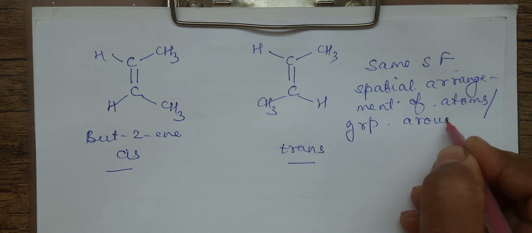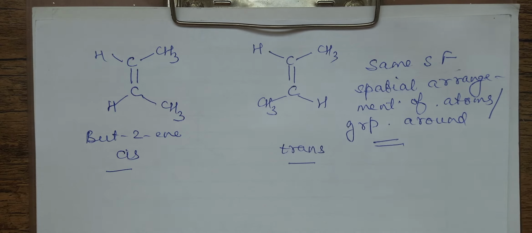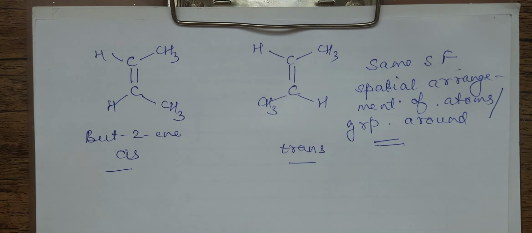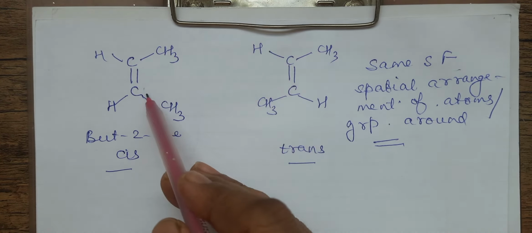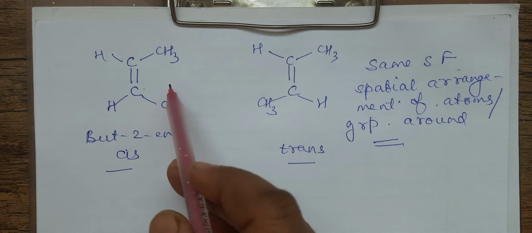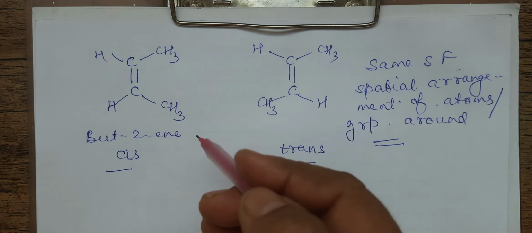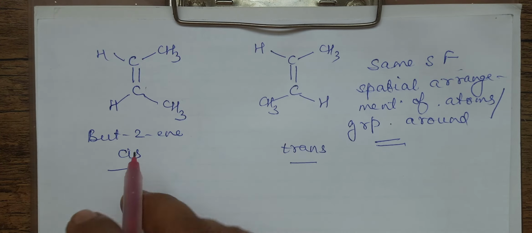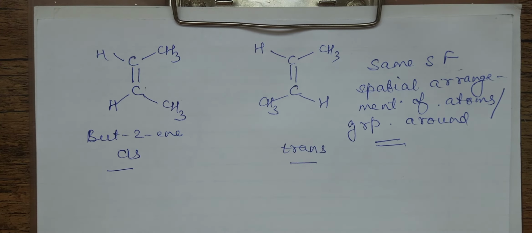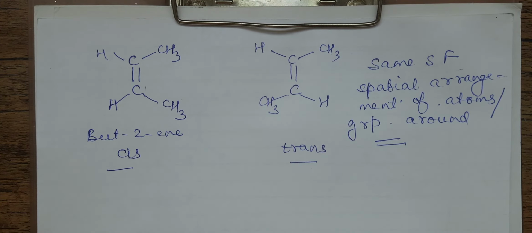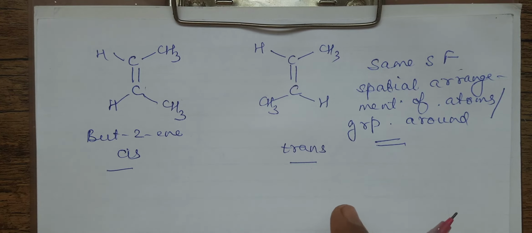Around the double bond. Okay, so that means around the double bond, the spatial arrangement means in space. How they are arranged in space is different. In one form, if you compare with the other one, how they are arranged in space is different. So that is why you get two isomers, that is cis and trans isomer.